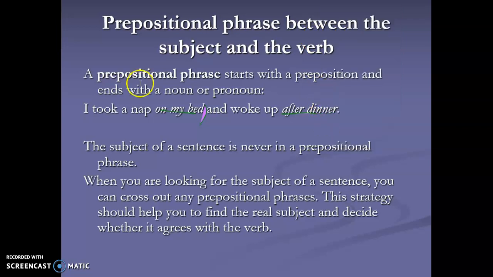All right. So I took a nap on my bed and woke up after dinner. We want to put prepositional phrases in parentheses and forget about them because they cannot be the subject of a sentence. So on my bed and after dinner are prep phrases. Okay, the subject is never in there, so we narrowed our sentence down to I took a nap and woke up. So what's the subject? I. Okay. And that then will help you find the correct form of took and woke.